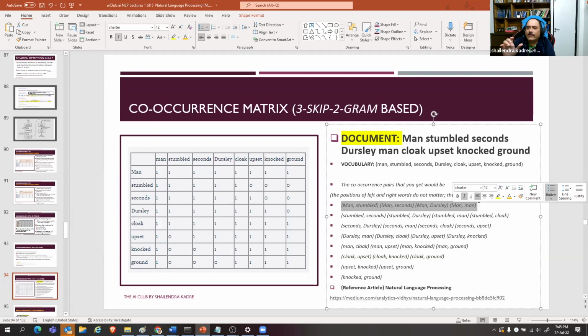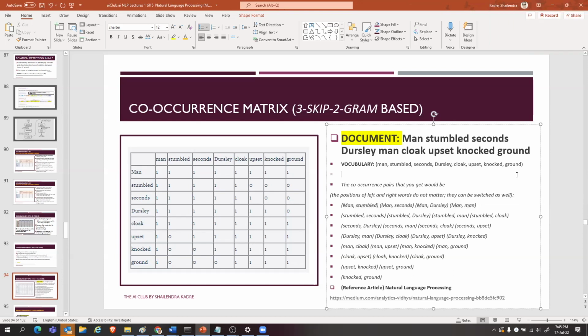So how have we paired them? Maximum should be 3 words in between, minimum anything is okay. So man, stumbled is 1 pair, man, seconds 1 pair, man, Dursley 1 pair, and man, man 1 pair. Why man, man 1 pair? Because in between man and man there are 3 words. So maximum 3 words, that's what we will look into. Is this understood, Dr. Shailesh? Yes.